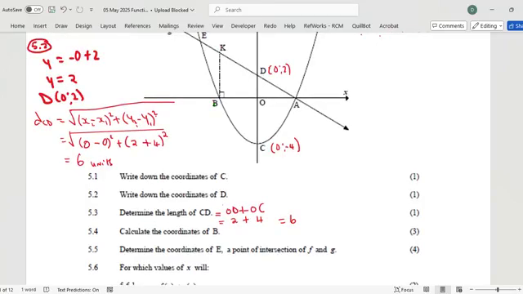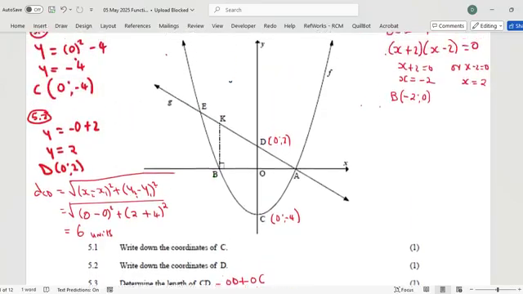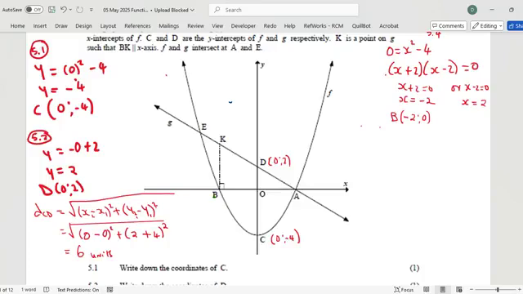Coordinates of E. What is E? Is it the x-intercept? Is it the y-intercept? Is it the point of intersection? Point of intersection. Okay. E is the point of intersection. Anyone who remembers, what did I say about finding the coordinates of the point of intersection? We equalize the graphs. So for us to find the coordinates of E, we equalize the graphs.